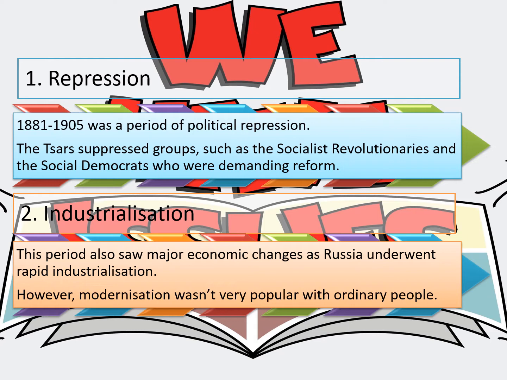The second problem and issue that they have is industrialisation. It does see a period of major economic changes as Russia goes through a rapid industrialisation process. However, they do not modernise, and the modernisation idea is not actually overly popular with ordinary people at this point in time.